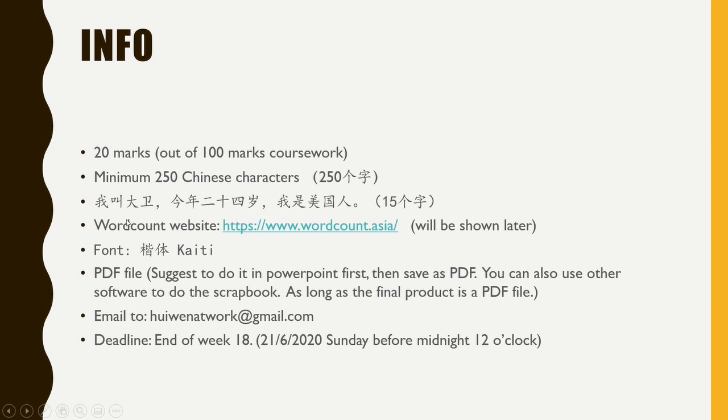I'm an American. 我叫大卫，今年24岁。我是美国人。So you just count 1, 2, 3, 4, 5, 6, 7, 8, 9, 10, 11, 12, 13, 14, 15. So 15 words, 15个字. So this is 15 words. You just count one by one.